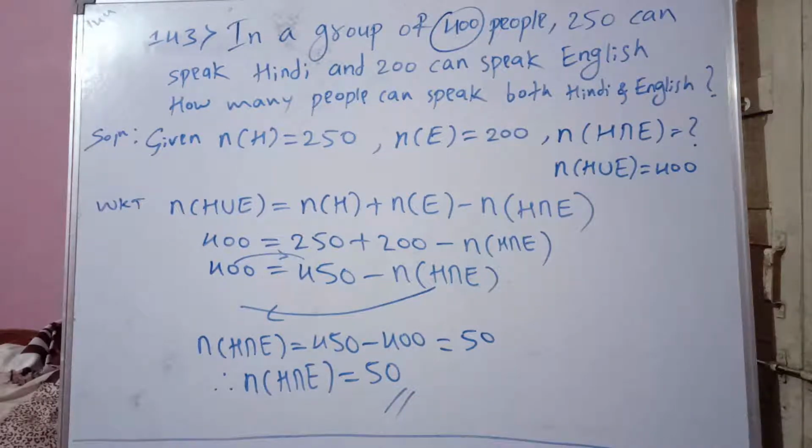So first you take the given. So after that what we want to calculate? So only based on n of a union b.